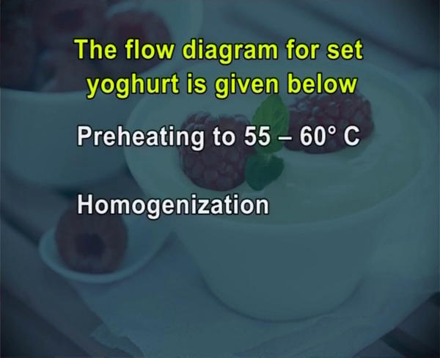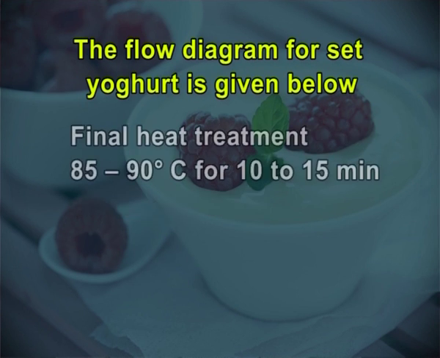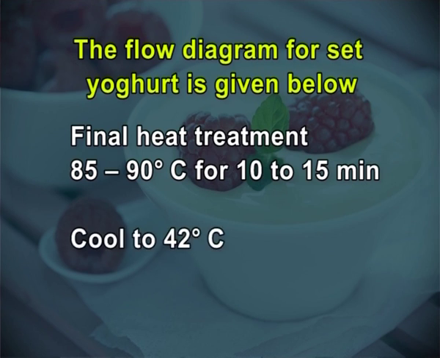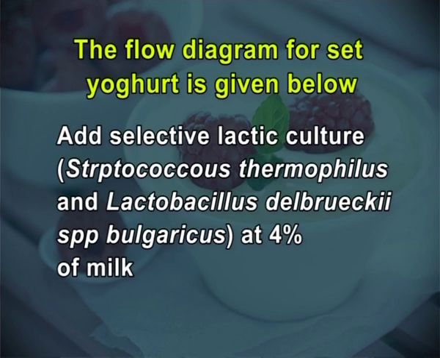Filtration, preheating to 55 to 60 degrees centigrade. Homogenization, final heat treatment 85 to 90 degrees centigrade for 10 to 15 minutes. Cool to 42 degrees centigrade. Add selective lactic culture, that is Streptococcus thermophilus and Lactobacillus delbrueckii ssp. bulgaricus at 4% of the milk.